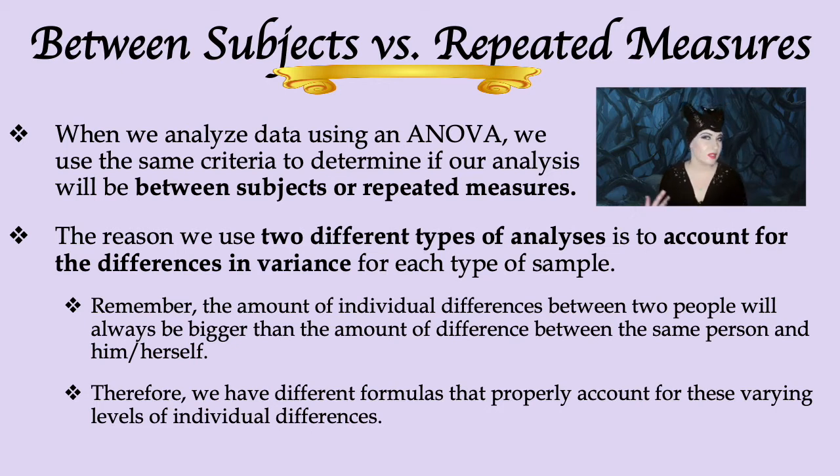In other words, it wouldn't be fair to compare apples and oranges, so we want to make sure that we're comparing apples to apples, right? If we have a within subjects design, we're going to compare the participants to themselves. And if we have apples and oranges, which is a between subjects version of that design, then we're going to have a much larger variance, which will be accounted for with different calculations in the formulas.